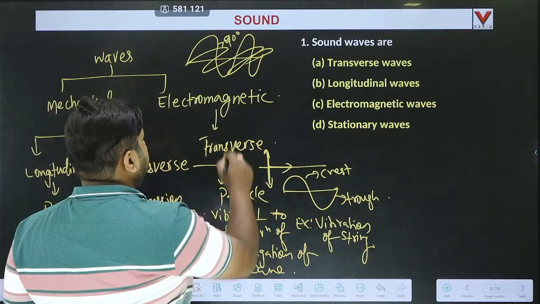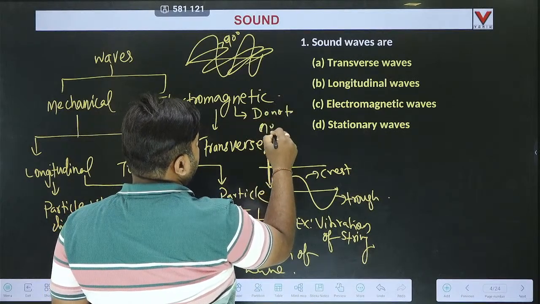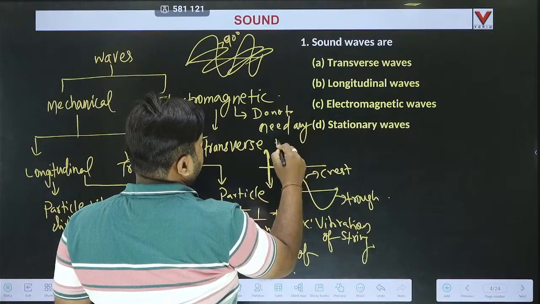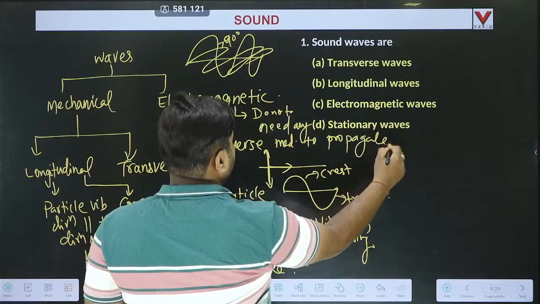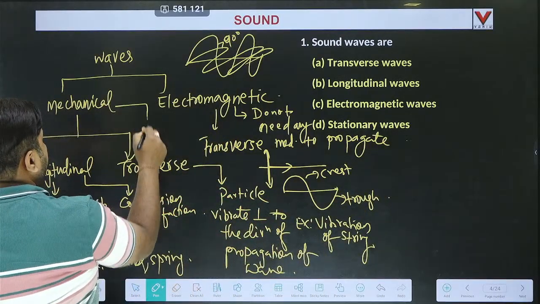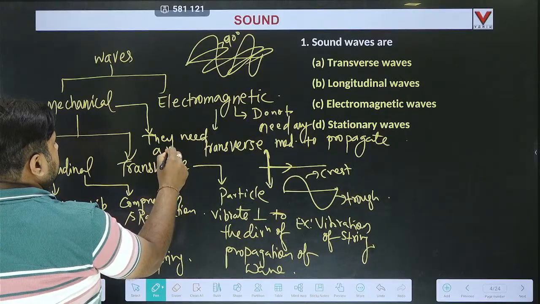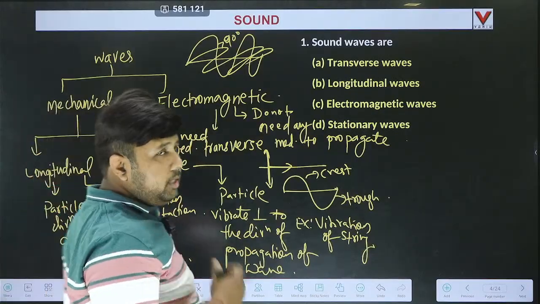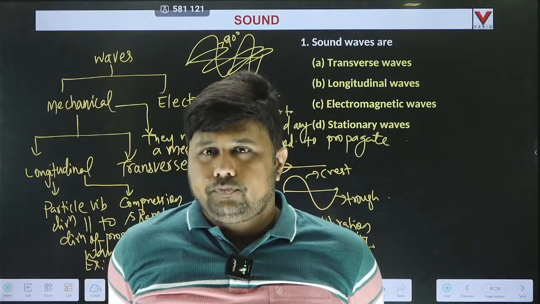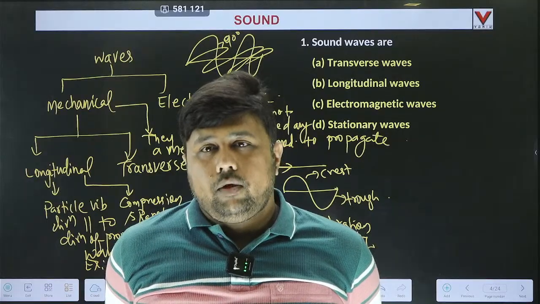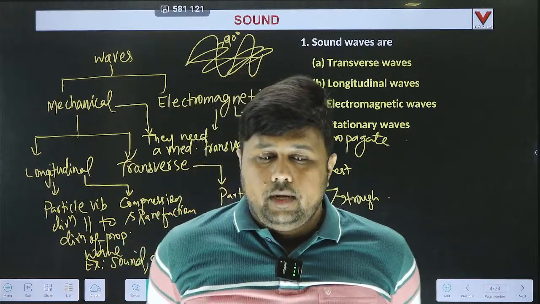Electromagnetic waves do not need any medium to propagate. Mechanical waves need a medium, for example sound waves. Without air, sound cannot propagate, so it requires a medium. That is why it is a mechanical wave. But electromagnetic waves do not need any medium. Understood?